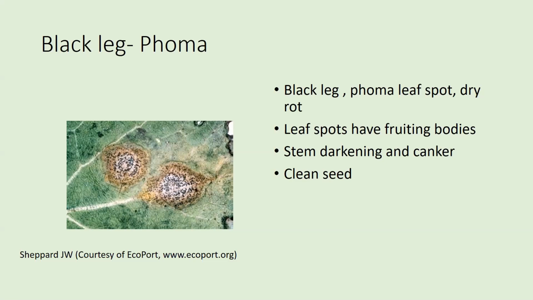On the stem darkening and the cankers, it'll start out as a brown spot, and then it'll start to have a black to purplish border, and it'll sink in, and that's an indication that it is blackleg.